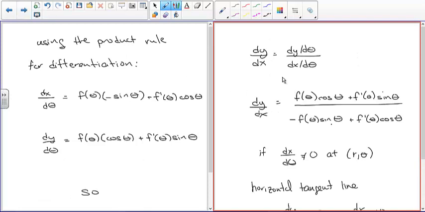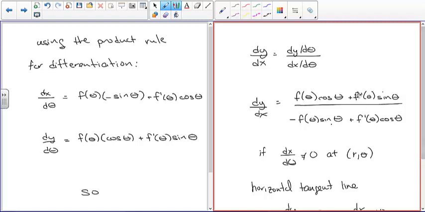for polar coordinates, the slope of the tangent line, dy dx, is equal to f of theta cosine theta plus f prime of theta sine theta divided by negative f of theta sine theta plus f prime of theta cosine of theta.